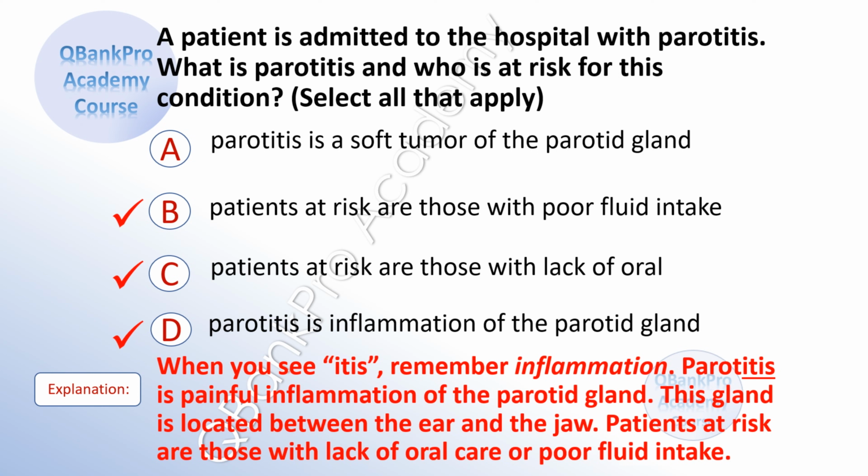The correct answer is B. Patients at risk are those with poor fluid intake, C. Patients at risk are those with lack of oral care, and D. Parotitis is inflammation of the parotid gland. Explanation. When you say itis, remember inflammation. Parotitis is painful inflammation of the parotid gland. This gland is located between the ear and the jaw. Patients at risk are those with lack of oral care or poor fluid intake.